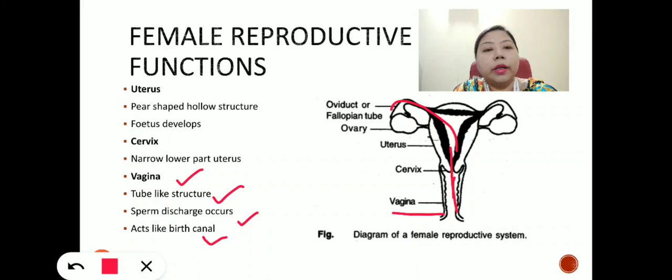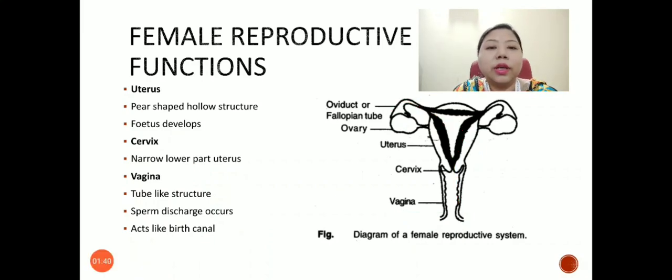So when the baby is formed inside the uterus and it develops, and after 9 months when the baby has to come out of the female body, it will come out through the vagina, and that is the reason why it acts like a birth canal. So this is about the female reproductive system, the functions and the components of the female reproductive system.